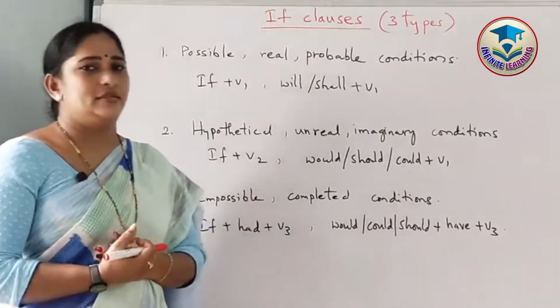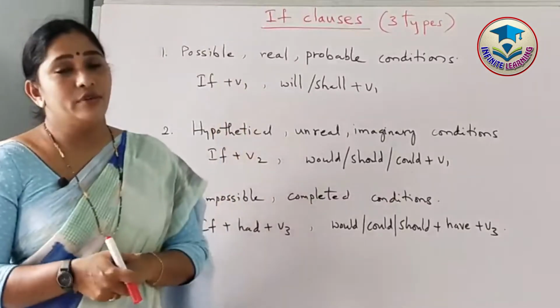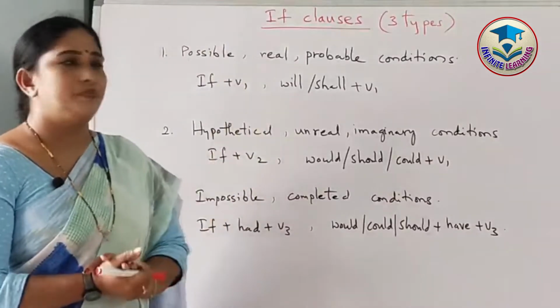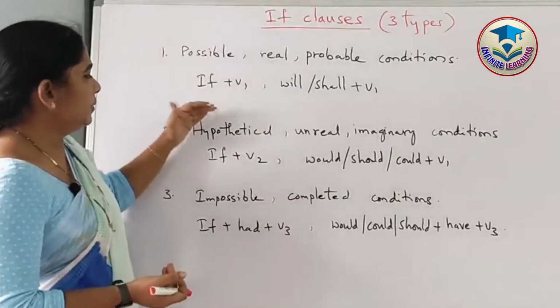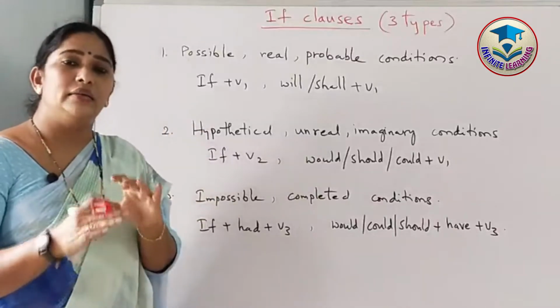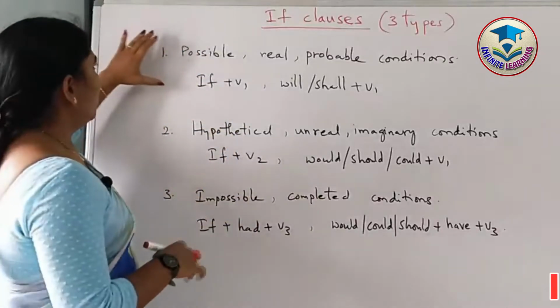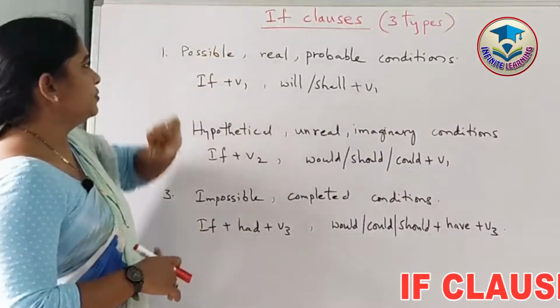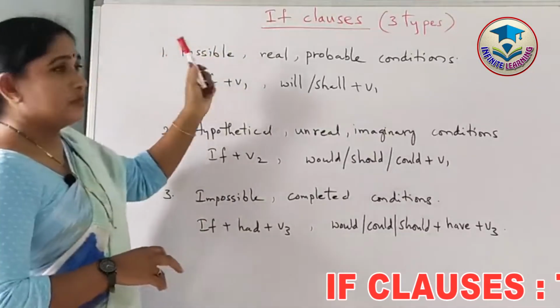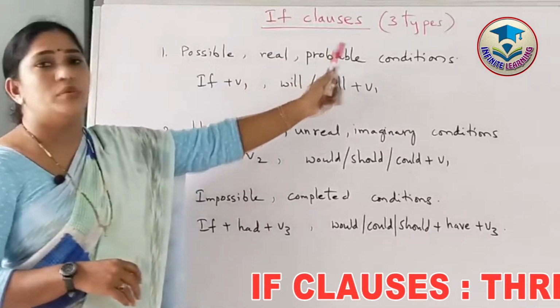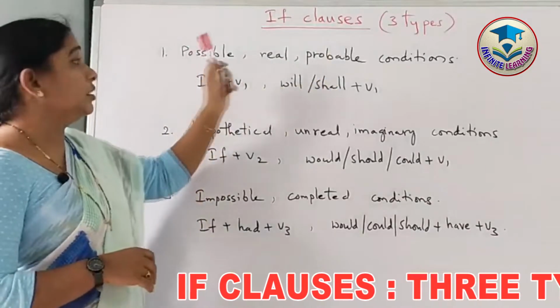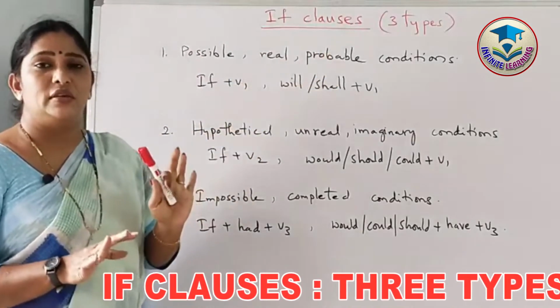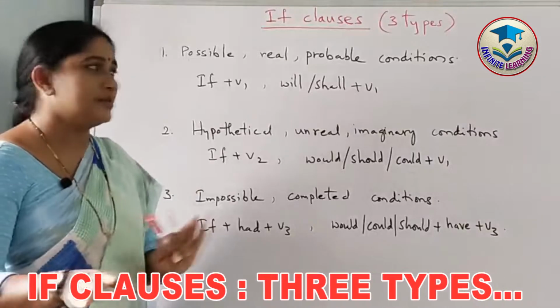Now let us see the subject. These if clauses are of three types. I'll clearly explain them to you. The first if clause is a possible condition, real and probable conditions. There are many chances for that to happen.